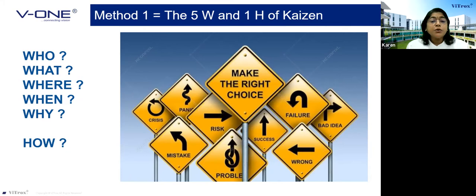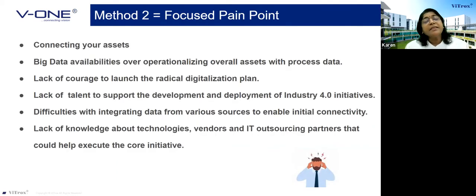First, method 1 has 5 W's and 1 H, where you can start with who makes the decision, what kind of decision is needed, what kind of information you require, where you go for this information, when you should do this, and why you should do this. In method 2, you can focus on many pain points that you can look over, like connecting.